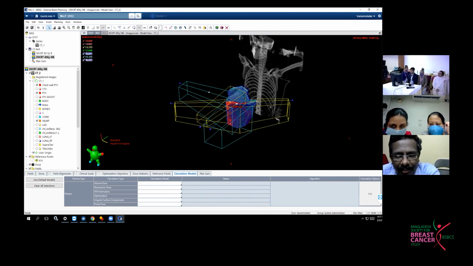Actually, I'm not hearing very properly. Her question was about dose homogeneity and conformity. How do you evaluate a plan? Tips for an oncologist for evaluation of it.